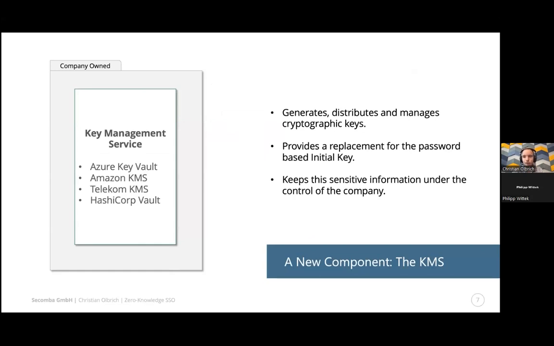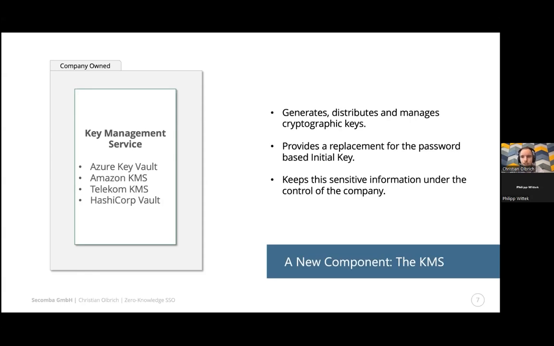So we need a new component, and we need this new component to have a replacement for this initial key from the password. This is where the key management service comes in. There are several offered. Azure offers one, Amazon, Telekom, especially for German-speaking customers, and HashiCorp Vault is an on-premise solution. This key management service generates, distributes, and maintains cryptographic keys. So it's basically cryptography as a service. And this offers a replacement for the password-based initial key.